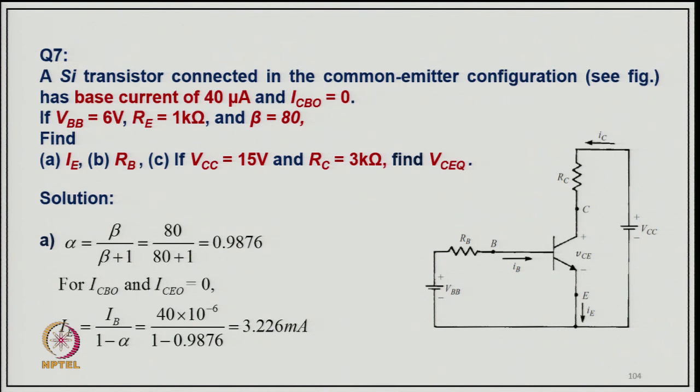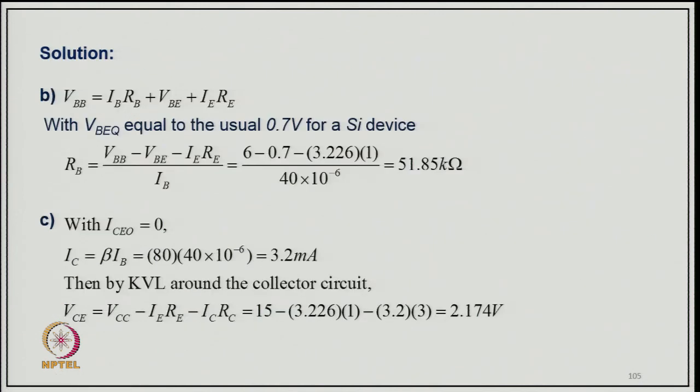For the first part, we have to find out typically IE. So, we say alpha equals beta upon 1 plus beta; putting the value, it comes 0.9876, and ICBO and ICO equal to 0. So, IE equals IB divided by 1 minus alpha; putting the value, it comes 3.226 milliampere.